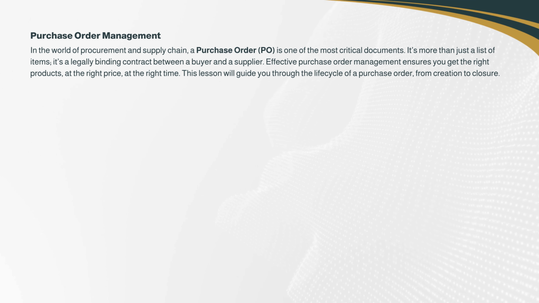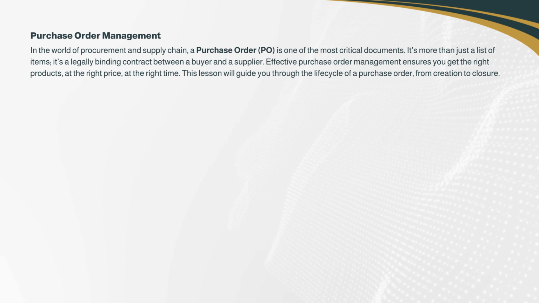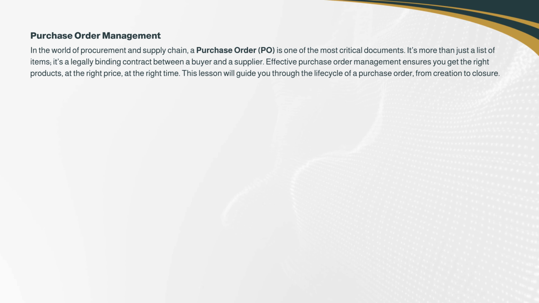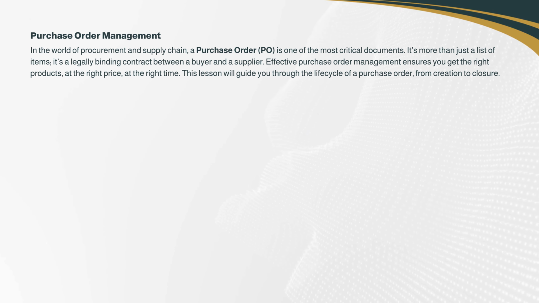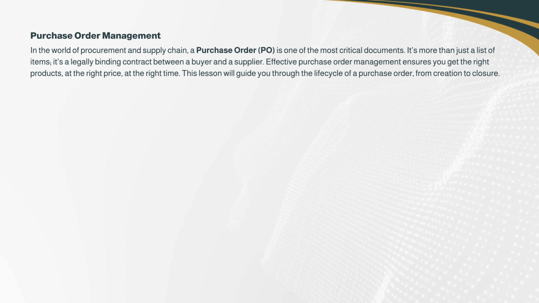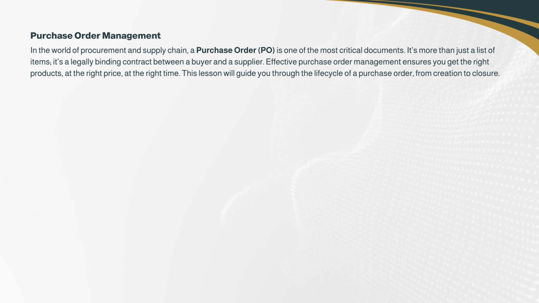Purchase Order Management. In the world of procurement and supply chain, a purchase order, or PO, is one of the most critical documents. It's more than just a list of items, it's a legally binding contract between a buyer and a supplier. Effective purchase order management ensures you get the right products, at the right price, at the right time. This lesson will guide you through the life cycle of a purchase order, from creation to closure.